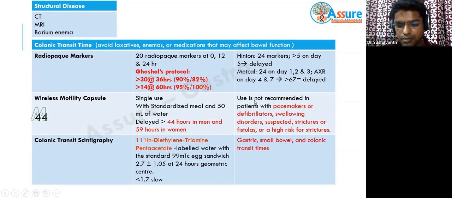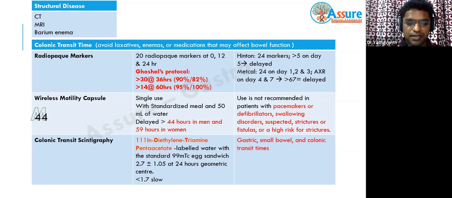So it is an easy way to remember, but it's not recommended for those with pacemakers, defibrillators, those with swallowing disorders, suspected strictures, fistula, or a high risk for strictures. And there is one more, colonic transit scintigraphy. Here we use diethylene triamine pentaacetate, or sometimes iodide, or charcoal also tagged with radiological compounds, and given. It is measured with the geometric center, which we need not know in detail. What we need to know is that less than 1.7 geometric center suggests slow transit constipation.